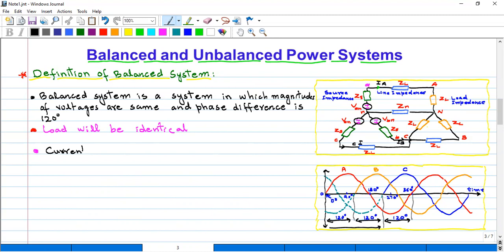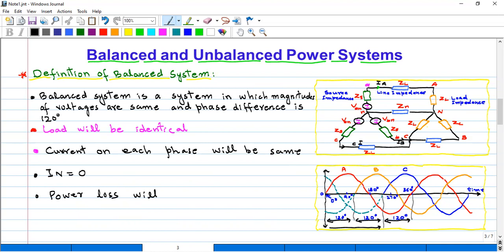The current on each phase will be the same in case of a balanced system, and the neutral current will be equal to 0 in case of a balanced system. And the last one is that power loss is very low or not present. In case of a balanced system, power loss will be low or not present.